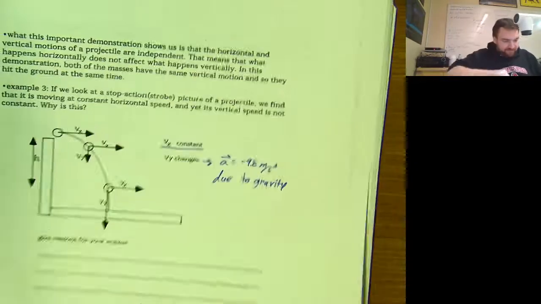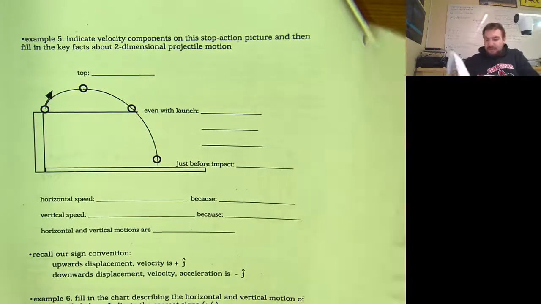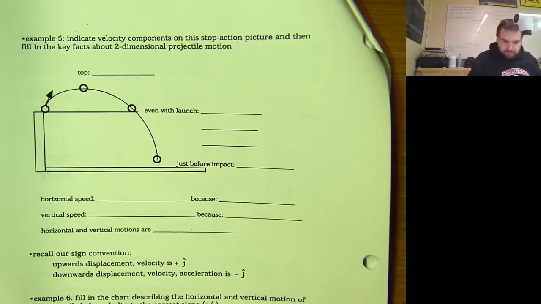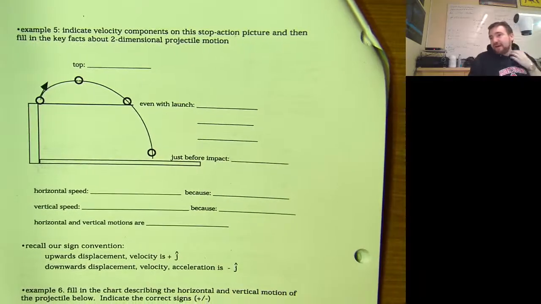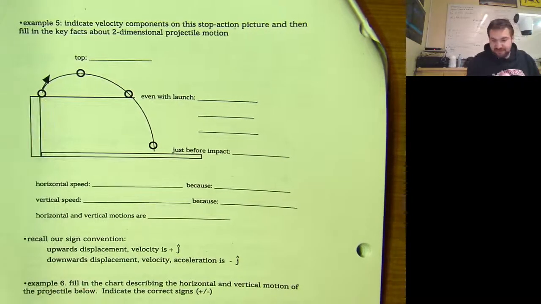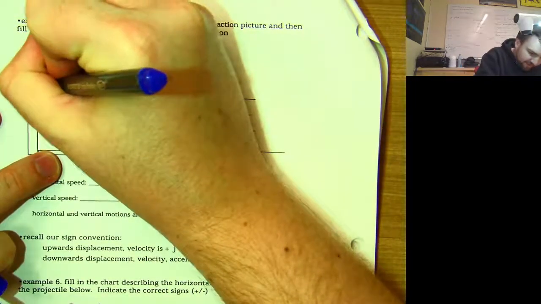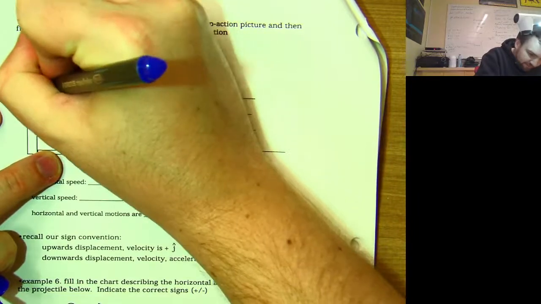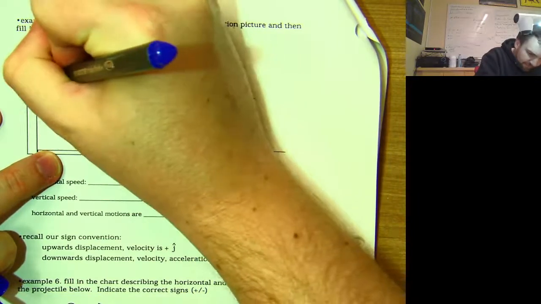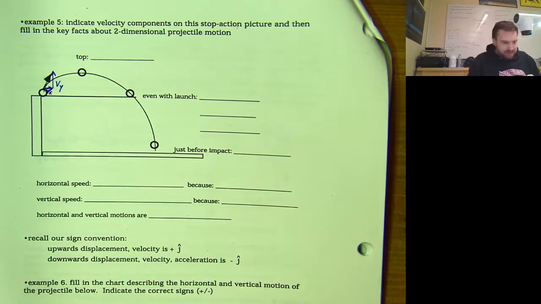Flip the page. I'm just going to try and motor through this as quickly as possible, because lots of this is review. The last couple of examples are going to be more interesting. So we're going to indicate some velocity components on this projectile. Now we're launching this thing up at an angle, so things are going to be a little bit different here. Let's label some stuff. We're going to have a Vx and a Vy. Let's talk about what's going on here.